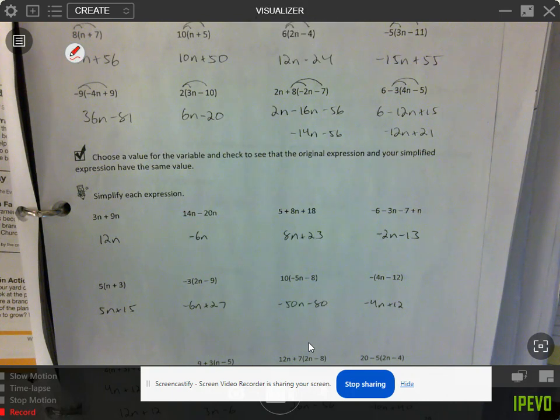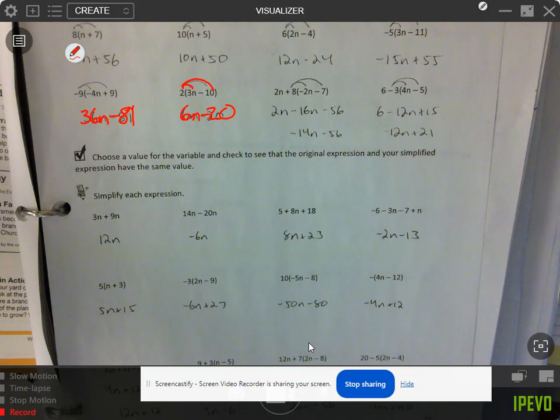All right, bottom row, negative 9 times negative 4 is a positive 36n. Negative 9 times a positive 9 is a negative 81. 2 times 3n is 6n. 2 times negative 10 is a negative 20.